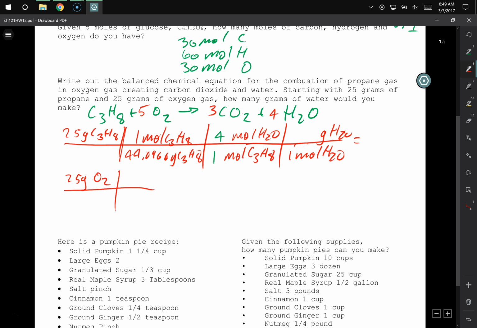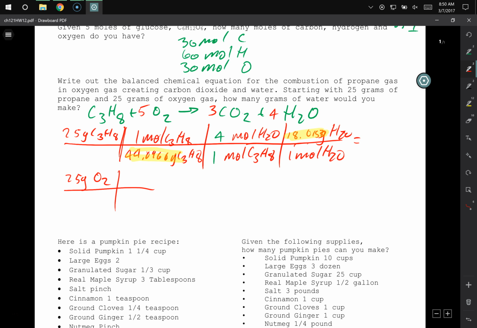So 1.00795 times 2 plus 15.9994 equals 18.0153. So where did this 18 number come from? Periodic table. And where did this 44 number come from? Periodic table. So you're always going to have to get 2 numbers off the periodic table: the mass of whatever I have and the mass of whatever I'm looking for.